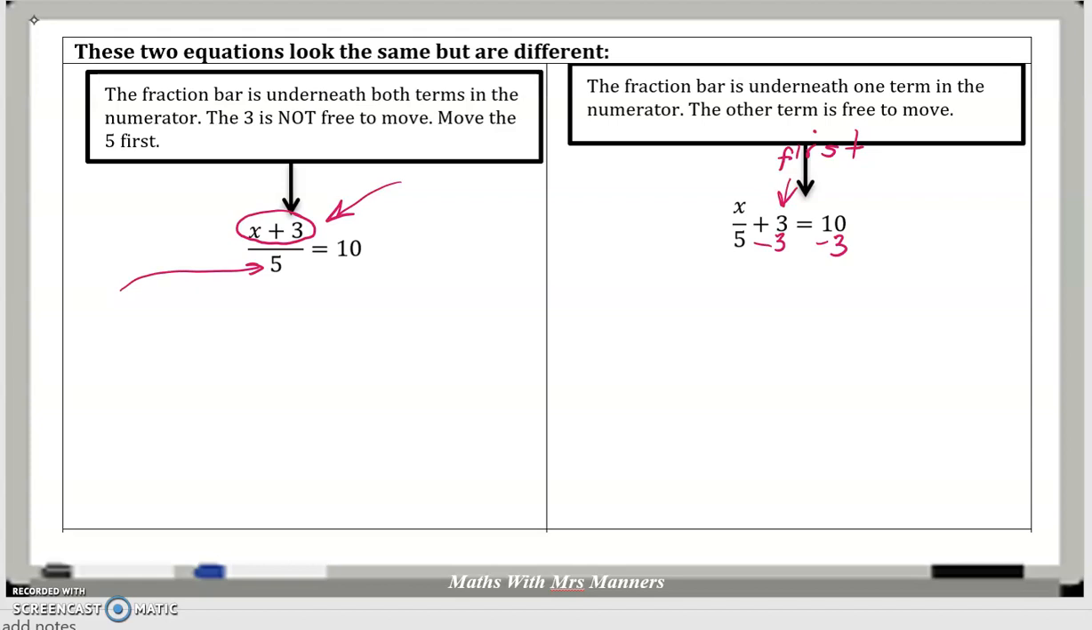So the minus 3 is free to move. So when I subtract 3 on this equation over here, I will get 0, leaving me just with x over 5. And on the right-hand side, I will get 7. And then I can apply inverse operations with the divide by 5, and I will multiply by 5. And then this 5 in the numerator divided by 5 in the denominator will give me 1. So I get 1x, and on the right-hand side, I get 35.